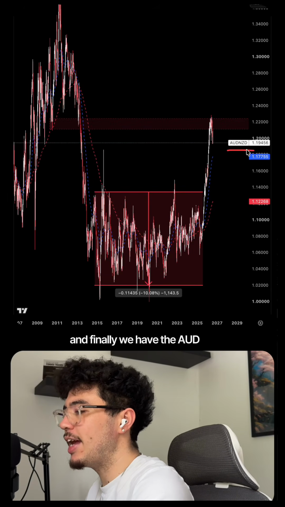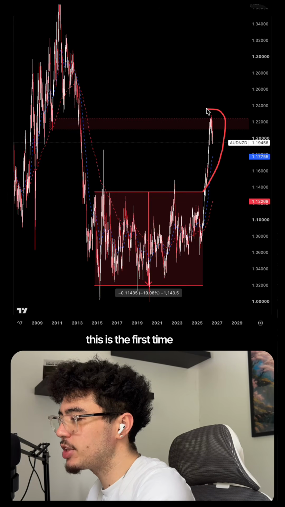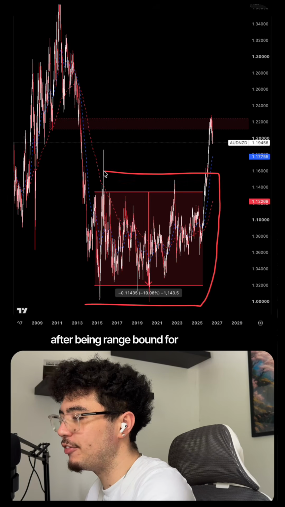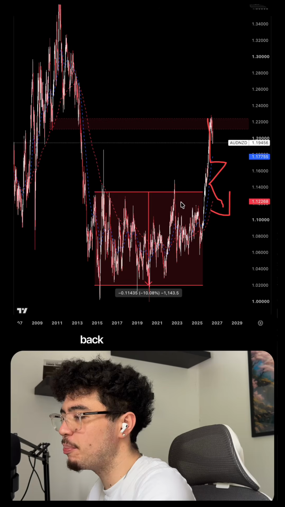And finally, we have the AUD/NZD that has just used its previous level of weekly support and is now testing it as resistance. This is the first time Aussie New Zealand has managed to actually break out after being range bound for over 12 years. So there is an idea that we could see some sort of mean reversion back to the high of the range, or possibly even the middle of the range.